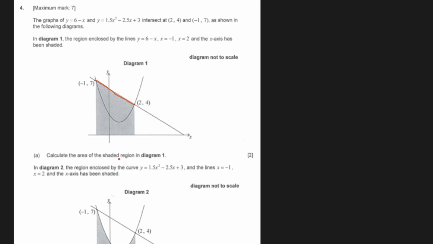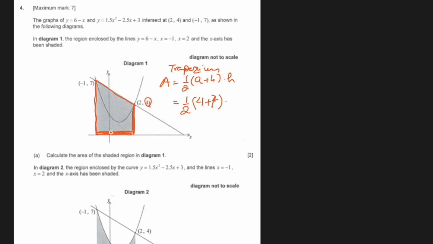Calculate the area of the shaded region. If you see that area, it is in the shape of a trapezium. And what is the area of a trapezium? Area of a trapezium is half times the first parallel line plus the second parallel line, multiplied by the distance between them, which is called height. And that's what we're going to use here. Let's say this is the first parallel line. The y coordinate will be the length of this line, which is 4, plus the second parallel line, which is 7 in this case, multiplied by the height between them.